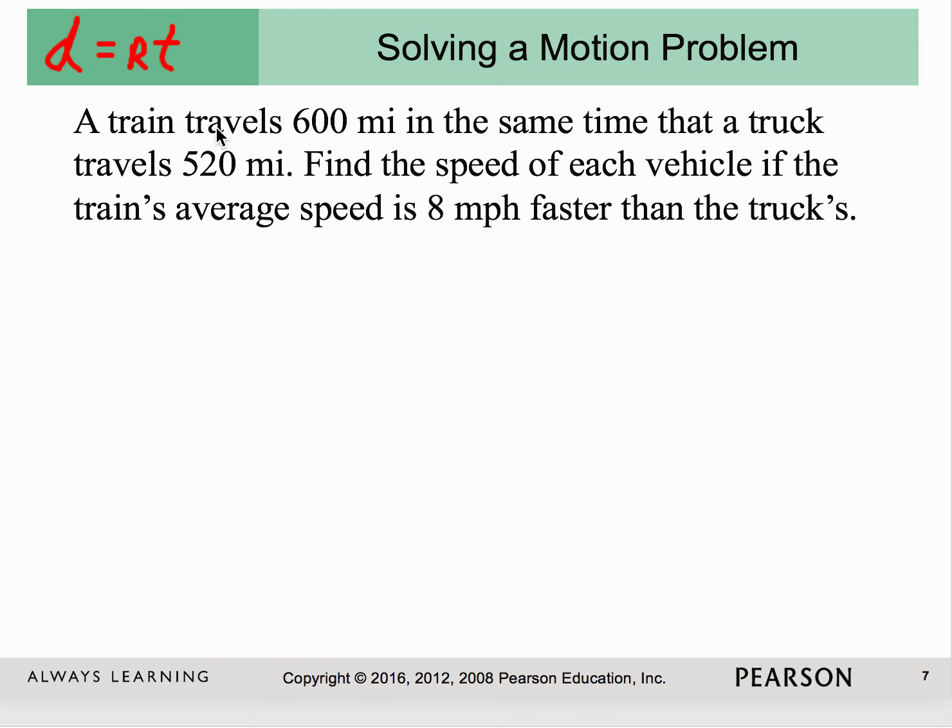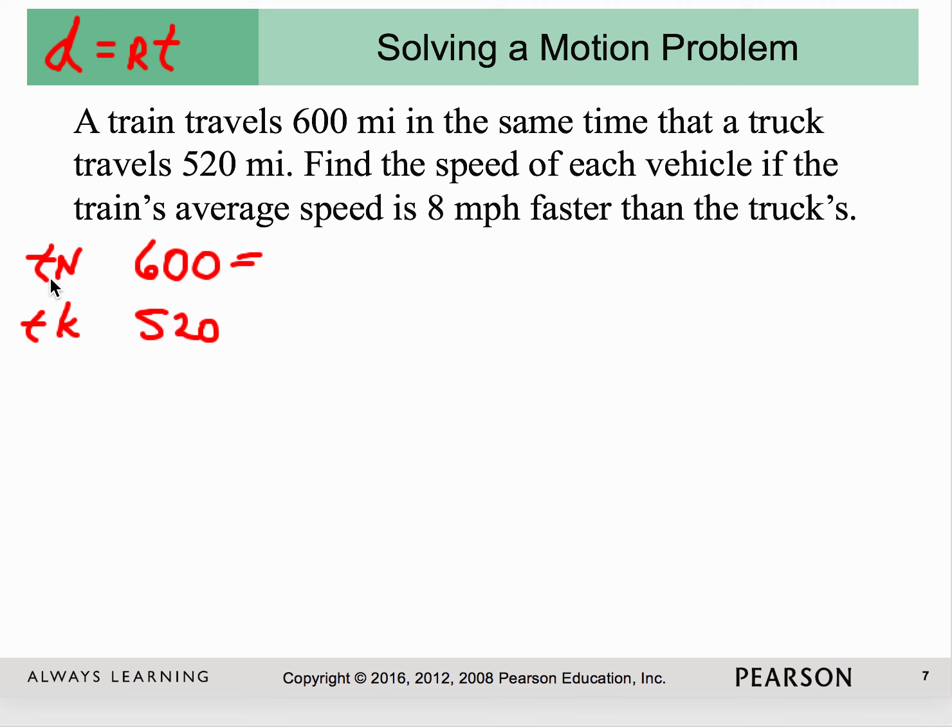Okay, so a train travels 600 miles. So let's make this the train. Okay, the distance is 600 miles. So a train travels 600 miles in the same time that a truck travels 520 miles. Okay, so here I'm going to put my train information. Here my truck. I'm going to have two equations. A train travels 600 miles in the same time that a truck travels 520 miles. Find the speed of each vehicle if the train's average speed, so that's the rate is speed, right?